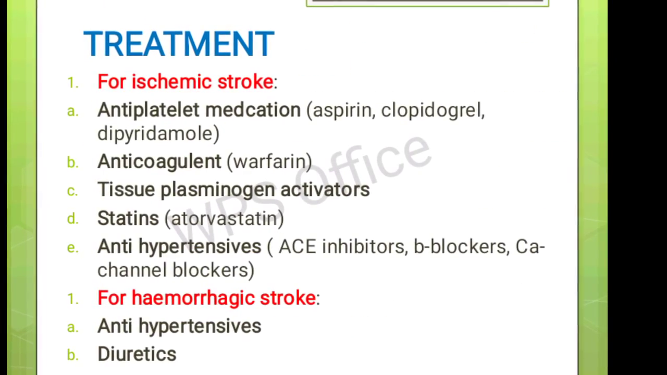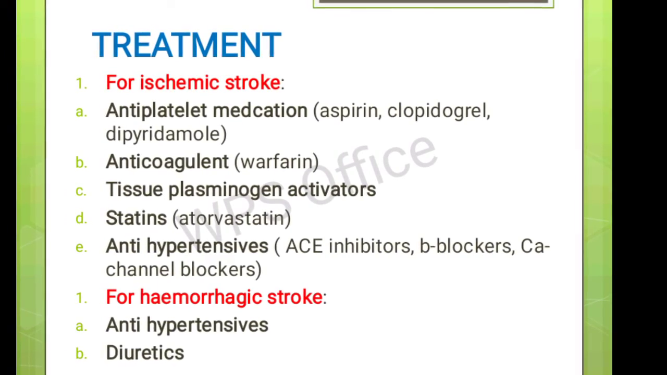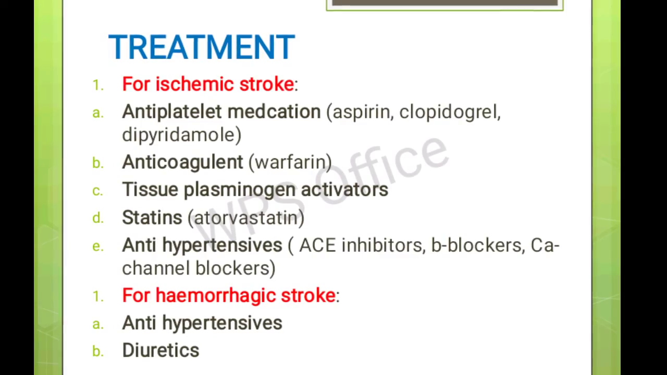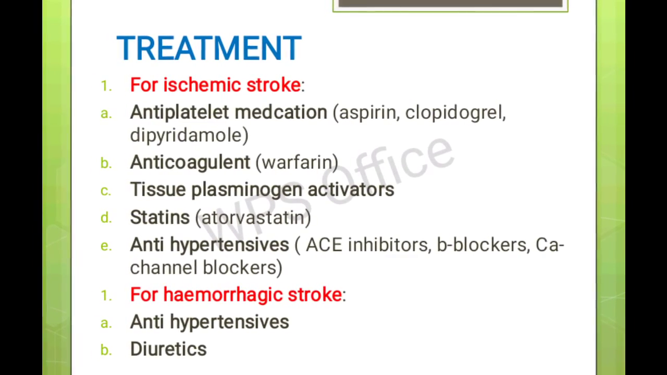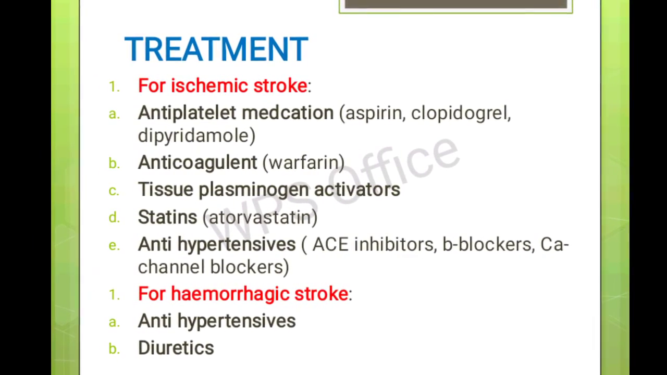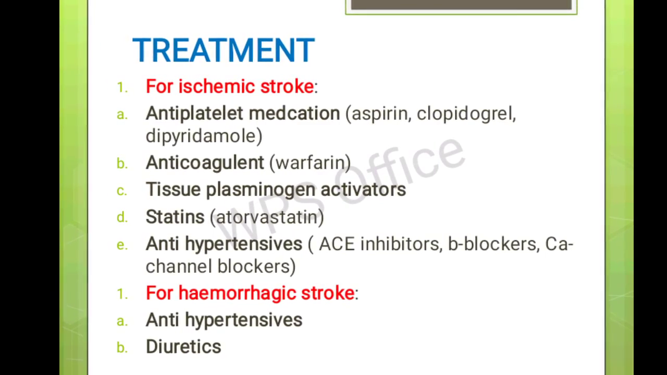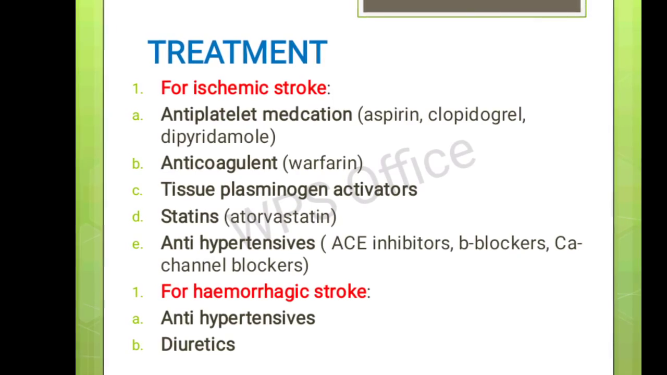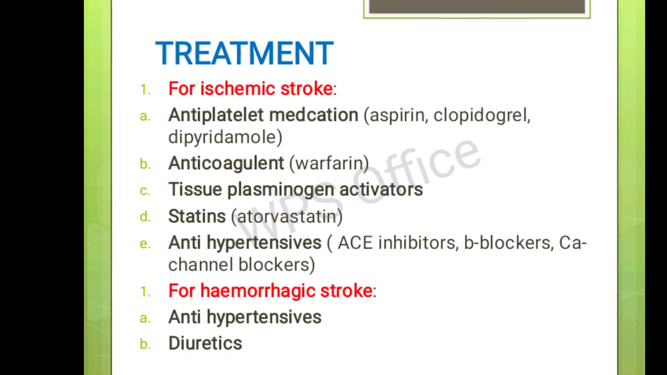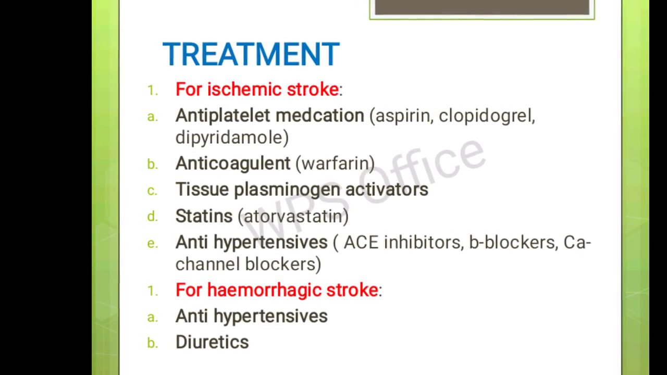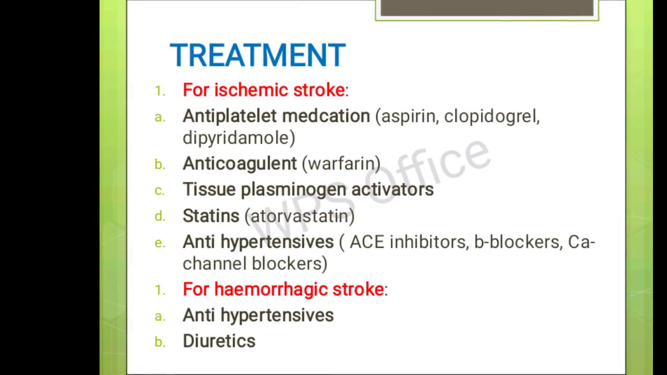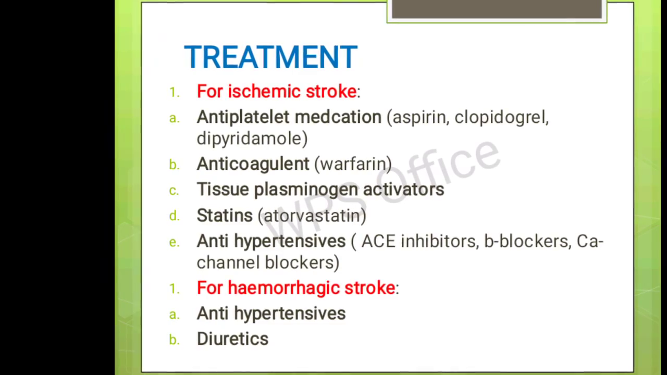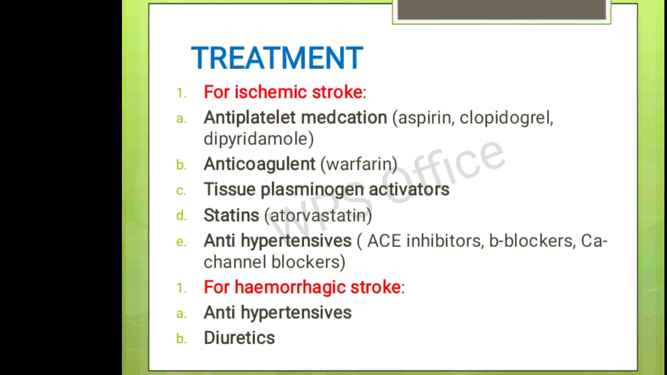Then next is the treatment. The medications we can give for the ischemic stroke are antiplatelet medications, anticoagulants, tissue plasminogen activators, statins, and antihypertensives. For hemorrhagic stroke, we can also give antihypertensives and diuretics, and according to the area and the size of the area involved, we can also do surgery. So these are all about the management. So these are all about the stroke.